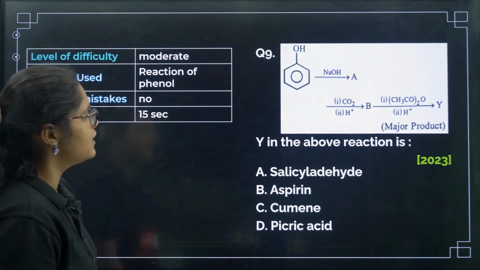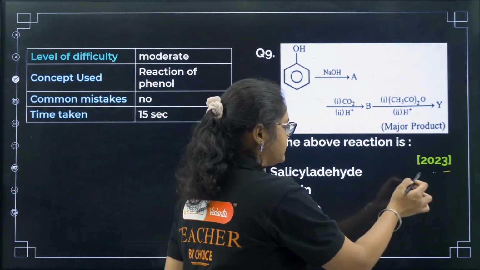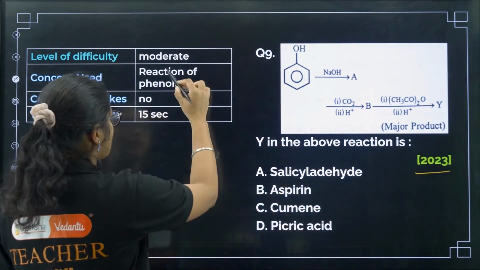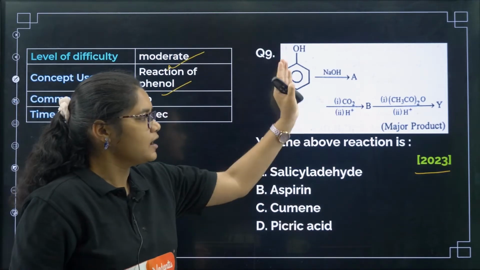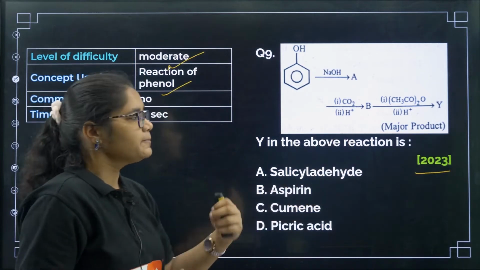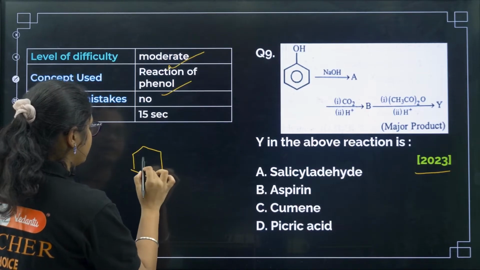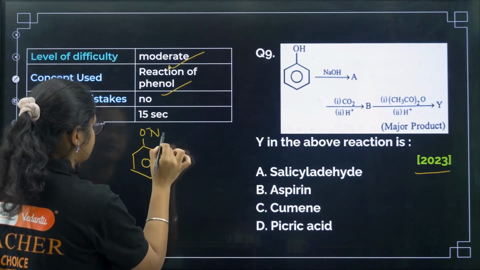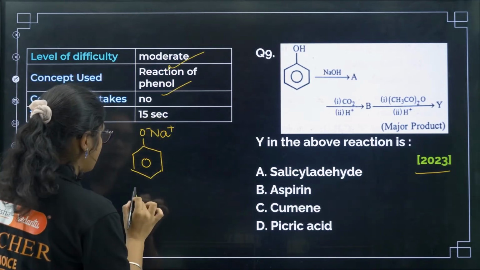Next, question number 9. So again, this is a reaction based question. Question was asked in the year 2023. Again, this is a moderate level question if you have remembered the phenol, because when you see so many steps have been involved in this question, then it becomes a little tricky. So first one is NaOH. So if NaOH is there, we will get sodium phenoxide ion, O minus and Na plus, right? That is your A.